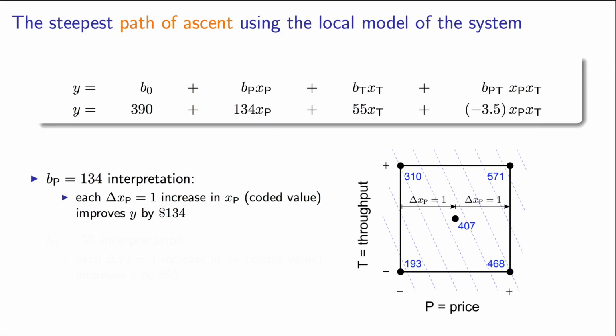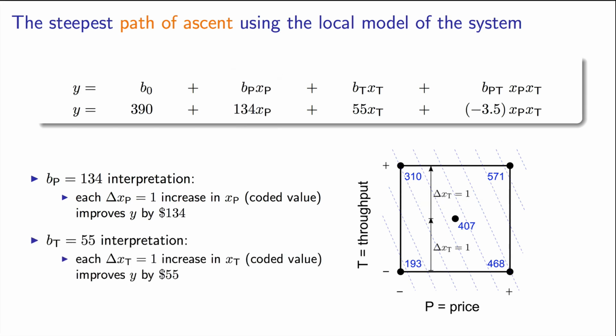The prediction model tells us which direction to go up, and the model shows a 1 unit increase in the coded value of selling price, XP, raises profit by $134 per hour. For every 1 unit increase in the coded value of throughput, we should expect a $55 increase in profit. That's what that coefficient in front of XT means.